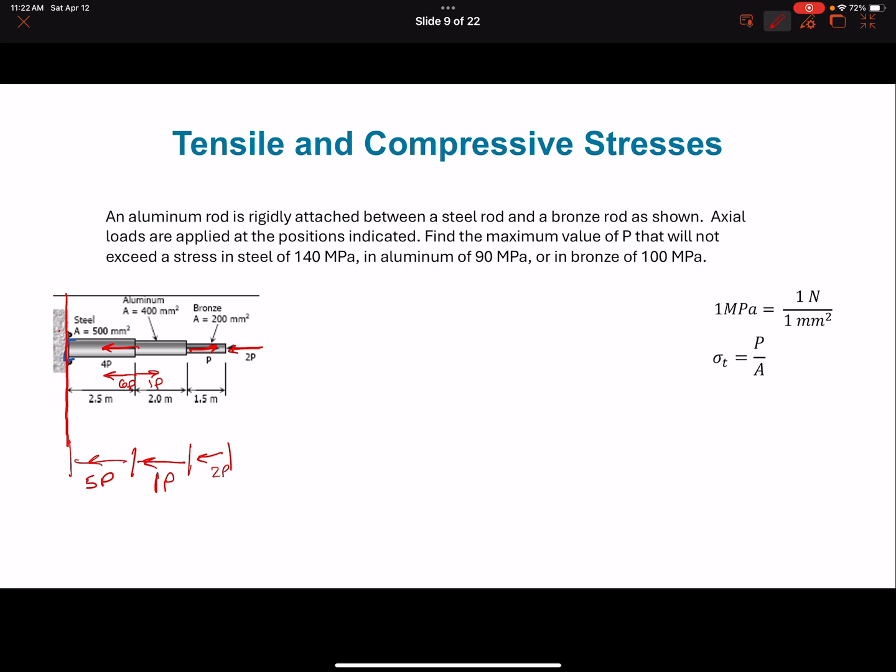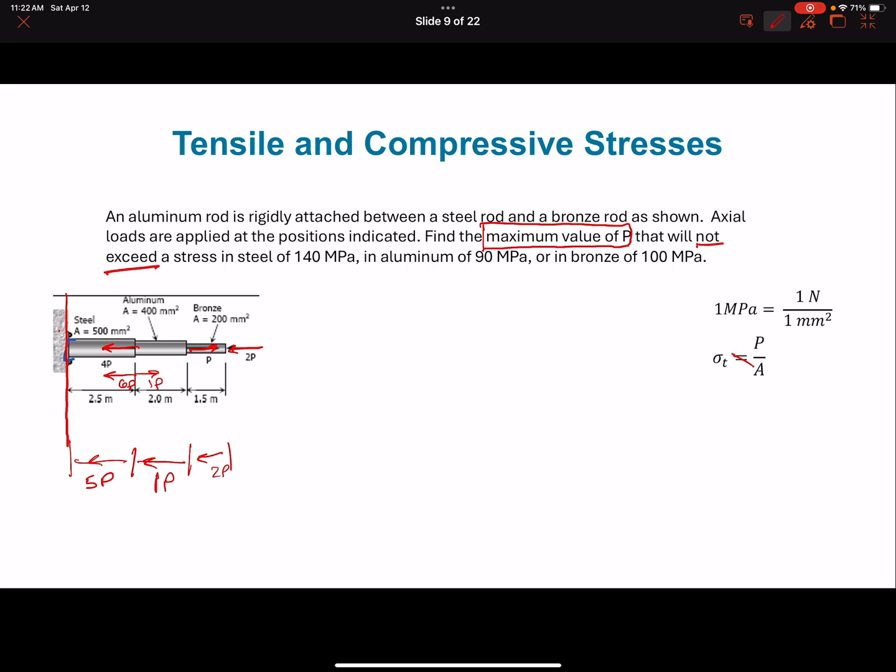It says an aluminum rod is rigidly attached between a steel rod and a bronze rod as shown. Axial loads are applied at the positions indicated. Find the maximum value of P that will not exceed, that's key, a stress of 140 in the steel, 90 in the aluminum, and 100 in the bronze, in megapascals. So we want to find this P. Our lowest P is going to be our maximum, because if we go greater than that, it's going to break the segment that can't withstand it. So we're going to find P for each section.